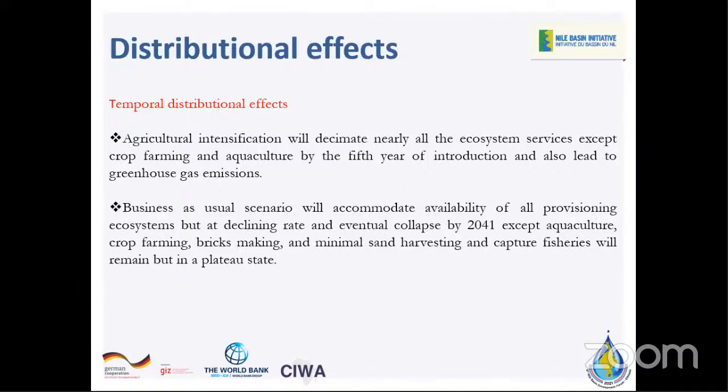What we normally call the provisioning services, which involve direct uses of land, the carrier services, are the ones remaining. And so is the agricultural intensification. We assumed that if we adopt that, then within the next 5 years the entire wetland will be under rice farming or fish farming. That means all those other ecosystem services will be either non-existent or there in minimal amounts. So basically, in terms of temporal distribution, within 5 years we will see loss of a number of ecosystem services from the wetland.